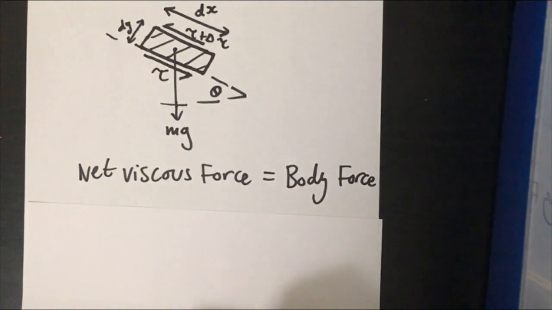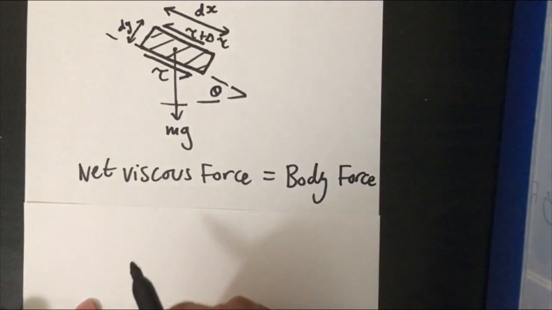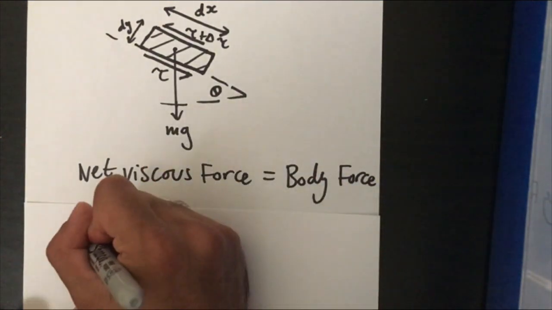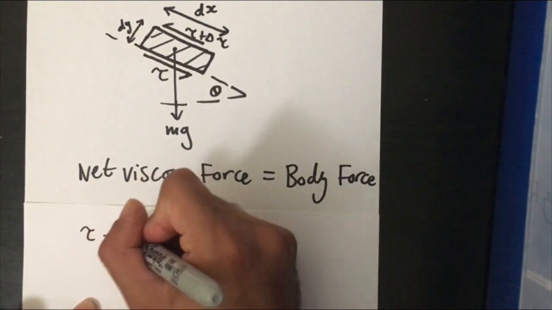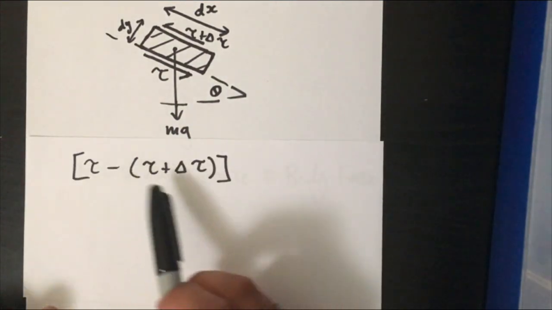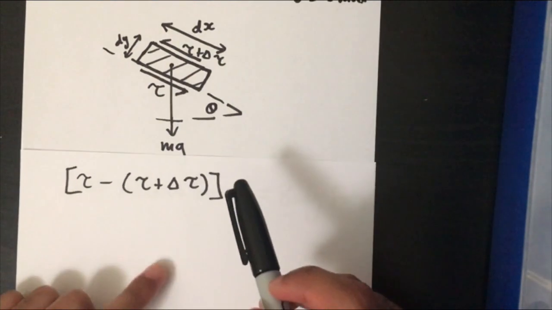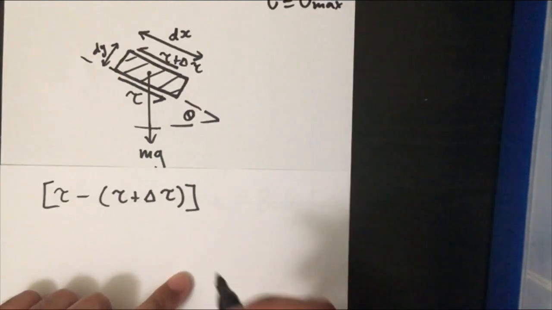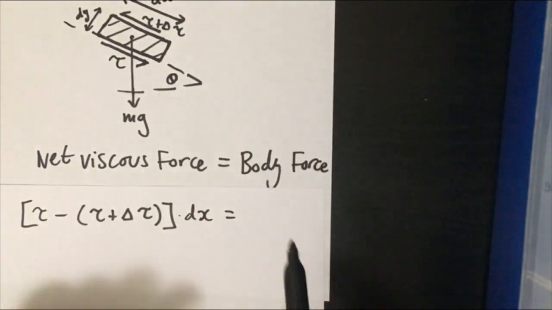Okay, so now let's apply all the forces acting on our free body diagram to Newton's second law. Let's first do our net viscous forces. The force due to shear stress acting this way, you can write here as tau, and in the opposite direction you're going to have tau plus delta tau, so minus tau plus delta tau. Now all of this shear stress, let's multiply that by the area, because we know that the force is equal to the pressure times area. The area will be dx times dz, which is the width going into the page. But since we're doing per unit width, we can ignore dz for now. So let's multiply all of this by dx.